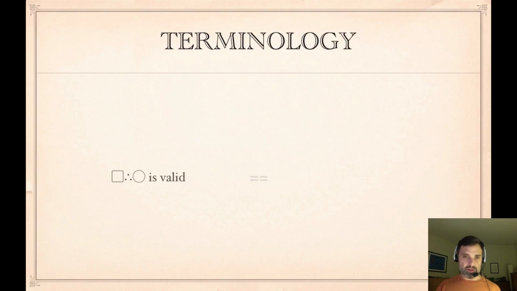As I was saying, I used the word implies before, and I just want to remind you that square, therefore circle is valid. That's equivalent to saying that square implies circle. And what do we mean by saying either of those things? We mean that on any interpretation of the non-logical vocabulary, if square is true, then so is circle.